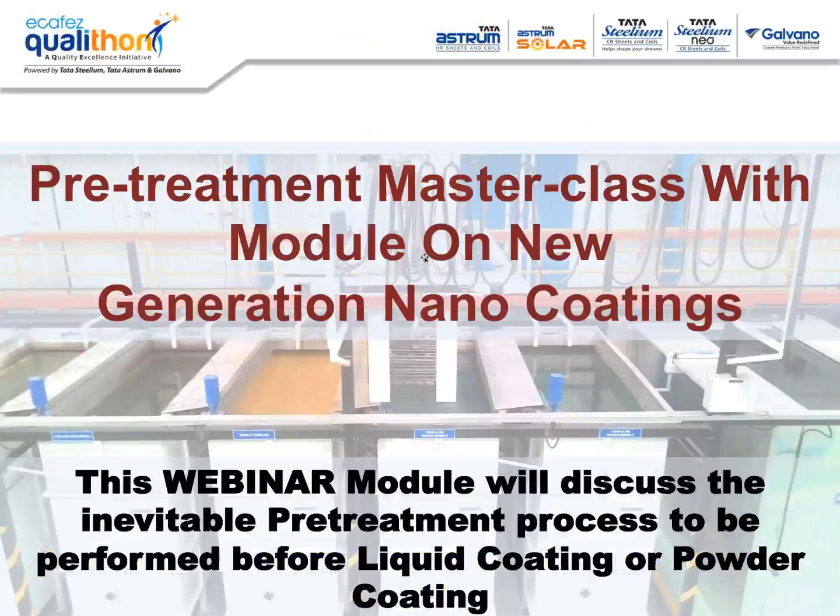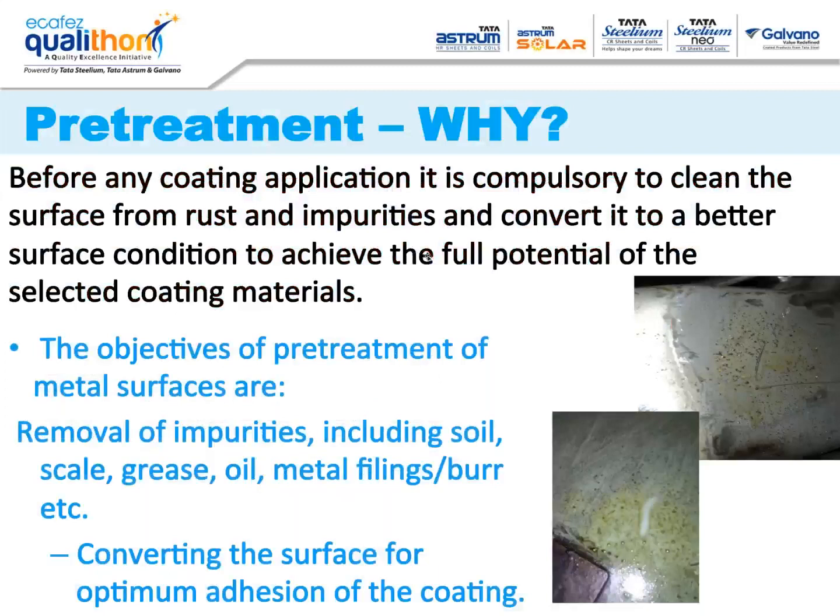This webinar module will discuss the inevitable pre-treatment process to be performed before liquid coating or powder coating. Why pre-treatment? Before any application, it is compulsory to clean the surface from rust and impurities and convert it to a better surface condition to achieve the full potential of the selected coating material. The objective of pre-treatment of metal surfaces is removal of impurities including soil, scale, grease, oil, metal filings or burr, etc., and after that, converting the surface for optimum adhesion for coatings.